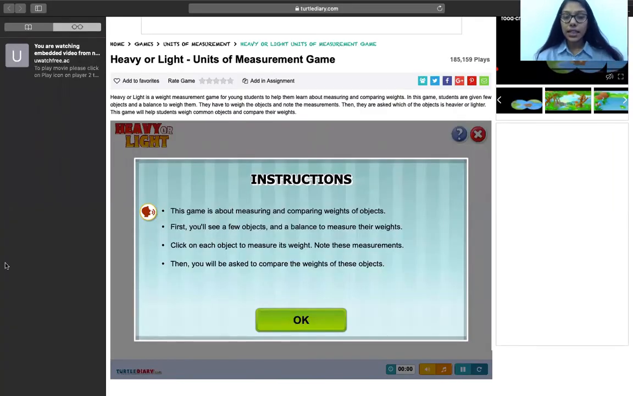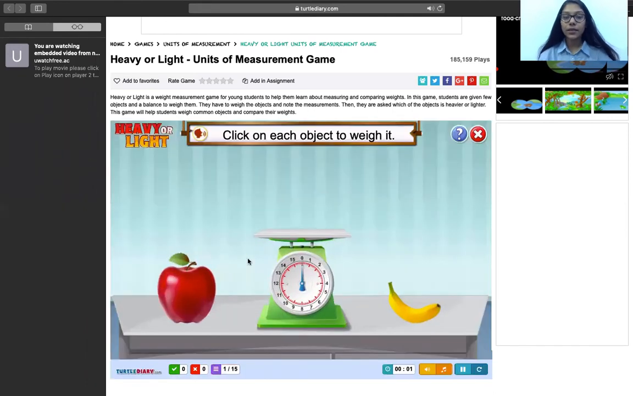Now these are the instructions for this game. In this game, we will be comparing the weights of objects. And what we have to do, we will click on each object to weigh it, and then we'll have to compare their weights. So let's start. Click on each object to weigh it.